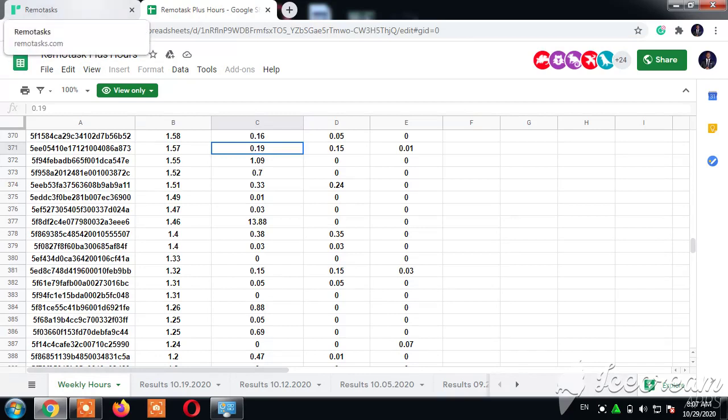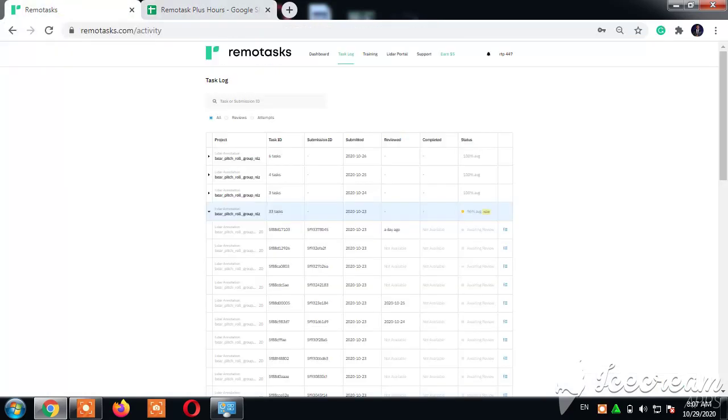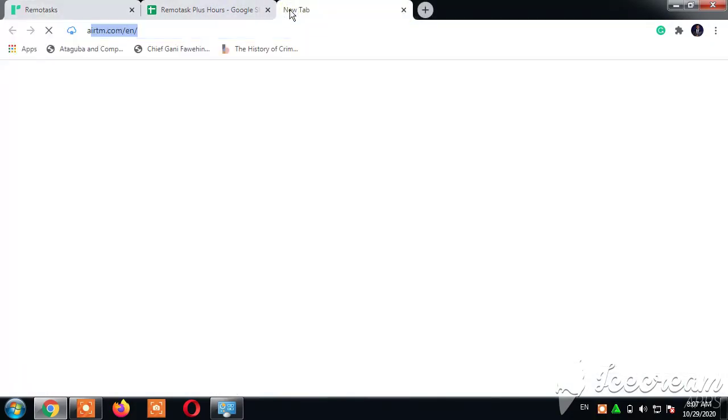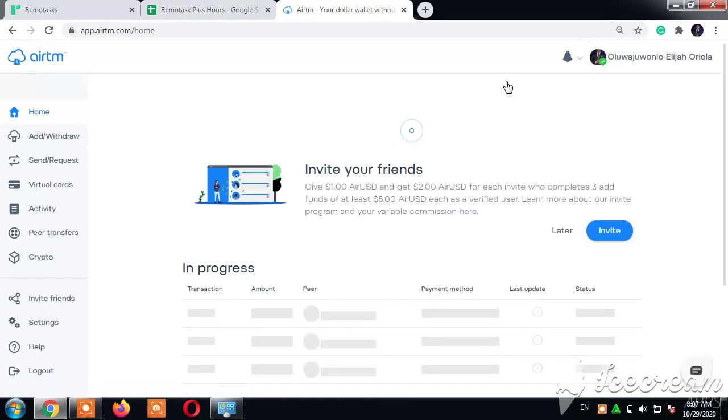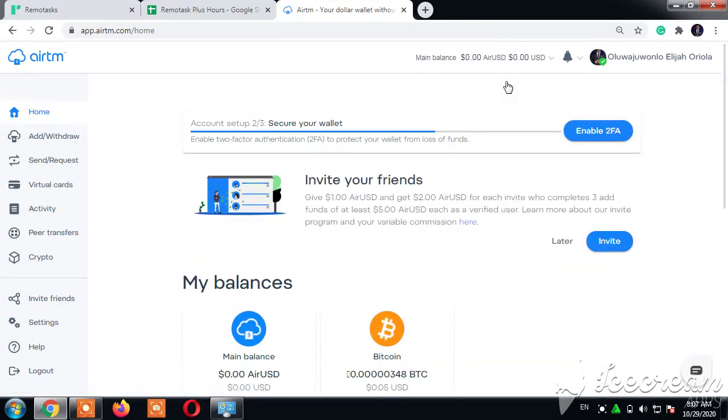All right, I've showed you how it is calculated. This is for Remotasks Plus. Your hours are calculated and they pay you through ATM. And that's why on my platform you see how to set your ATM account. If you have been working and you've not been getting paid, go and set up your ATM account. This is mine. I have no money. I've withdrawn all my money. If you want to send, you can send to me.